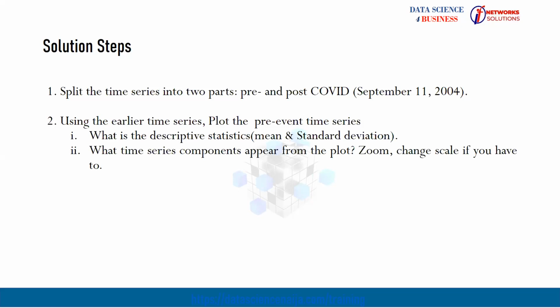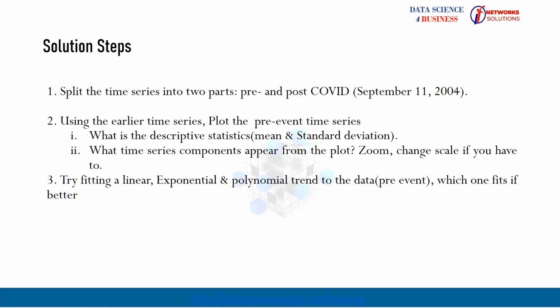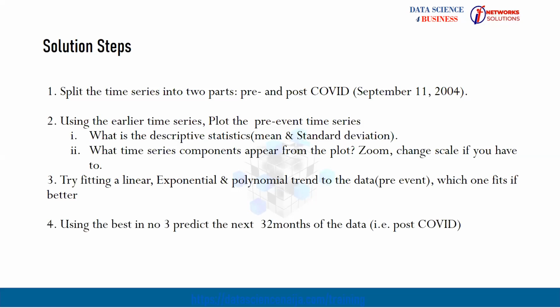Then if we need to zoom, we might zoom in on it just to see what exactly is going on there. Remember, at this stage, we're just trying to understand the data. Then the third thing is that we try to fit a linear, exponential, or polynomial trend to the data, depending on which one fits it better. And then fourthly, whatever trend we get from number 3, whether it's linear, exponential, or polynomial, we now try to use it to predict the next 32 months.